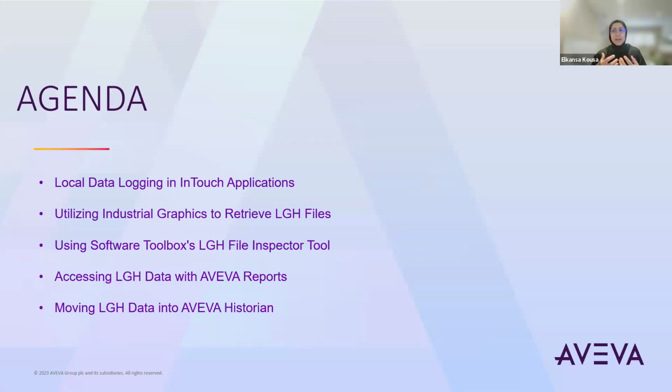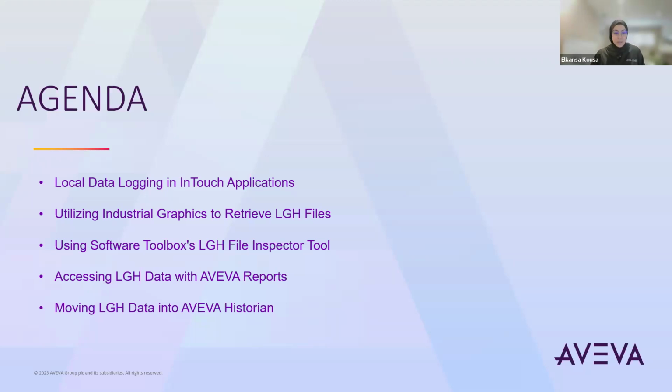The local historized data in InTouch is called LGH, so I'm going to be referring to that as LGH data throughout this presentation. We're also going to be covering Software Toolbox's LGH file inspector tool, and I have a few slides to show you how that looks. Then we're going to be talking about accessing your LGH data with AVEVA Reports, so we'll use that as a client to retrieve the data. And the very last thing is, if you decide to move to AVEVA Historian and you want to backfill all of that LGH data into your Historian, how to do that.